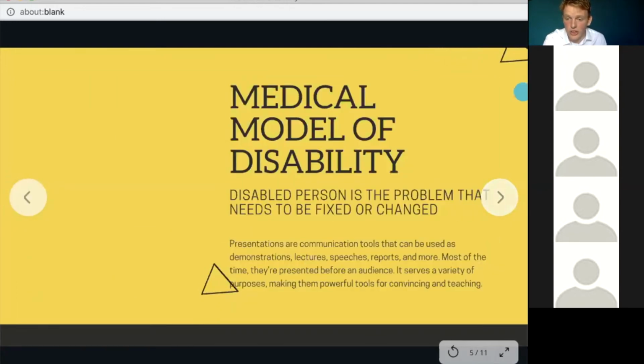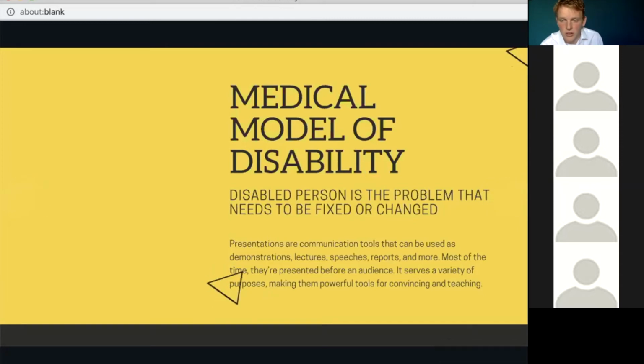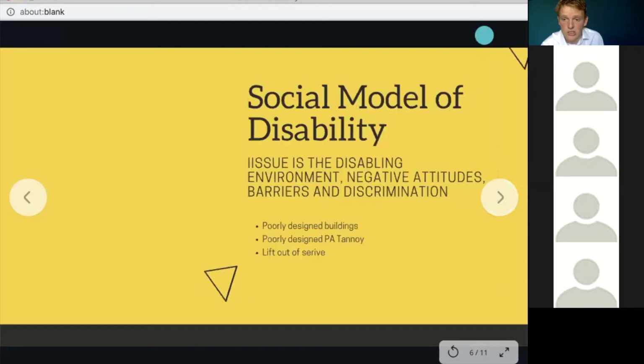So I hope you can all see this okay. The traditional model, quite often used in Victorian times and still often used in practice, is to focus on the person. So the person is the problem that needs to be fixed or changed, for instance doing an operation to solve the problem. Whereas we now have something called the social model of disability.